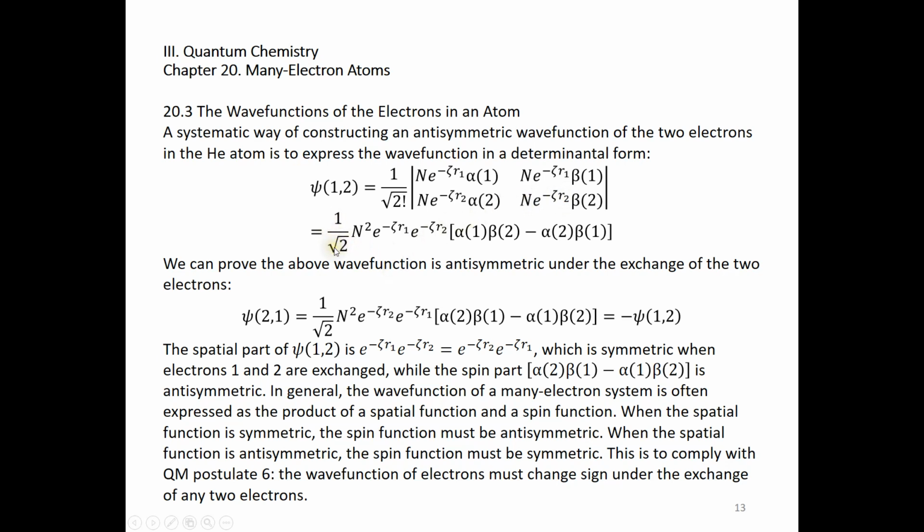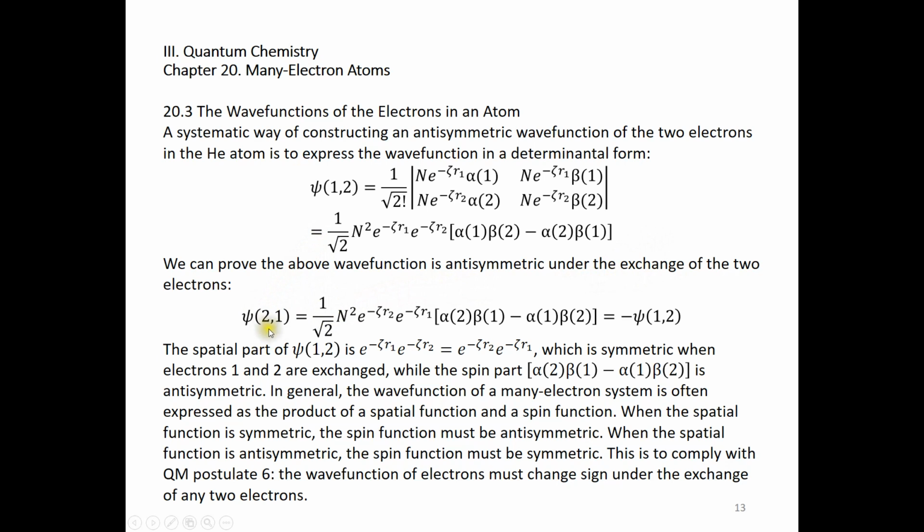We get 1 over the square root of 2 and squared, and then there's 2 exponential functions. And this part is the spatial part of the wave function. The spatial part is symmetric. Now we have the spin part, which comes from alpha 1 times beta 2 minus beta 1 times alpha 2. And this spin part is anti-symmetric. We can easily prove this entire wave function is anti-symmetric under the exchange of the two electrons.